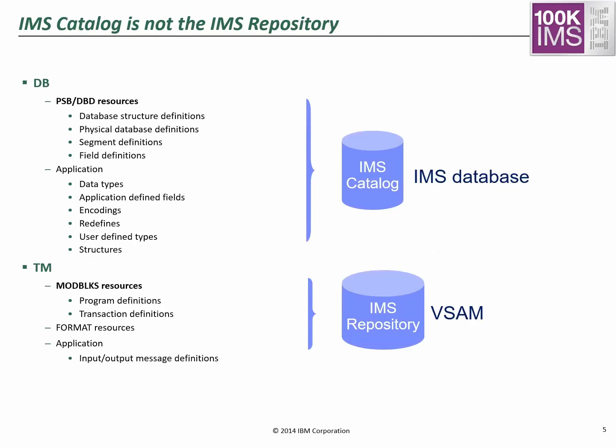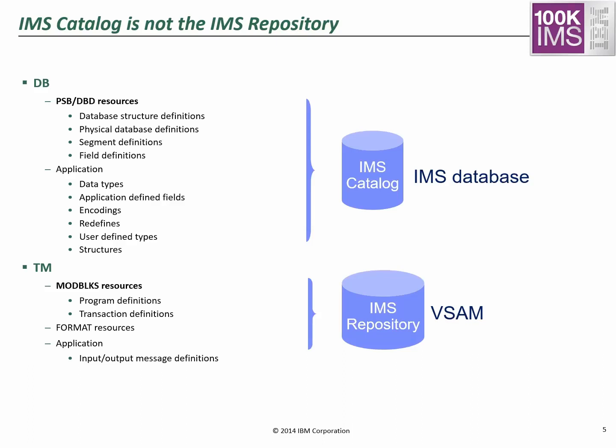Well, first of all, the IMS catalog is implemented as an IMS database, whereas the IMS repository is simply a VSAM data set. So that's the first difference between the two, the implementation, right? The IMS catalog is implemented as an IMS database. The IMS repository is not an IMS database. It's a data set. It's a VSAM data set.